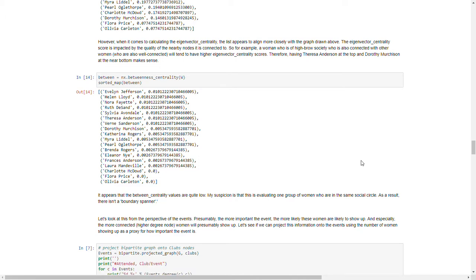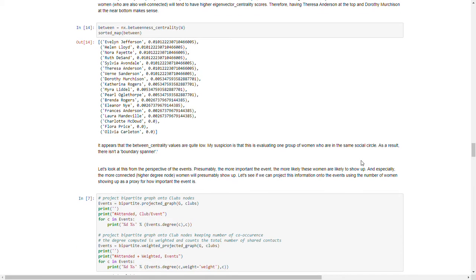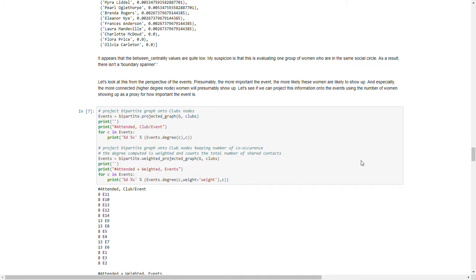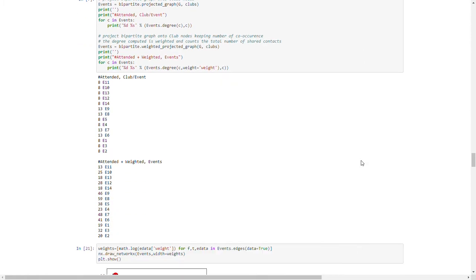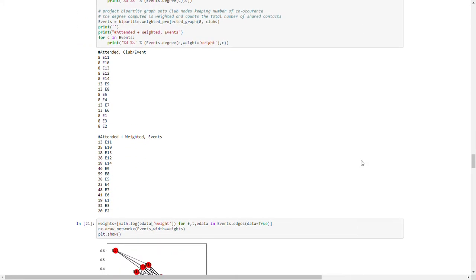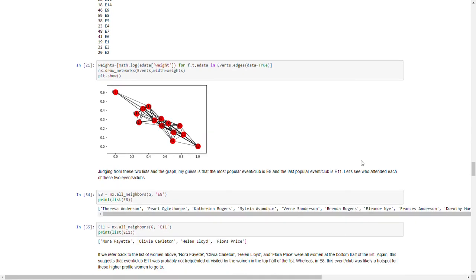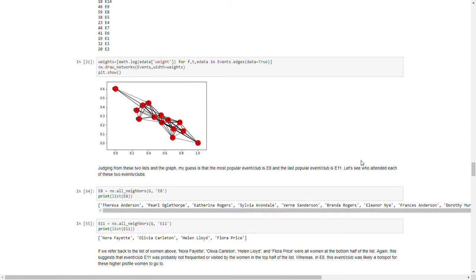So again, as we were looking at the valuation of one group, we see there isn't really a boundary spanner. And then if we were to approach this again through the club events, we're going to see the graph here. The most popular event appears to be E8, and the least popular event is E11. So if we look at E8, we see a number of people attending.